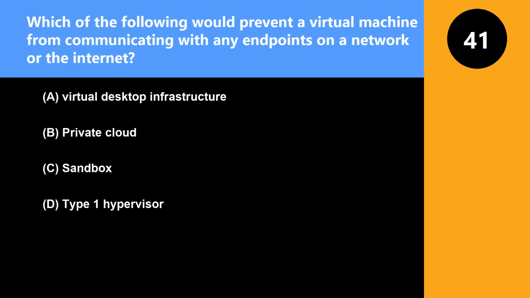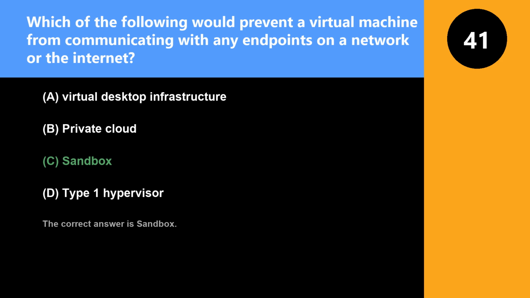Question 41. Which of the following would prevent a virtual machine from communicating with any endpoints on a network or the internet? Option A, virtual desktop infrastructure. Option B, private cloud. Option C, sandbox. Option D, Type 1 hypervisor. The correct answer is option C, sandbox.